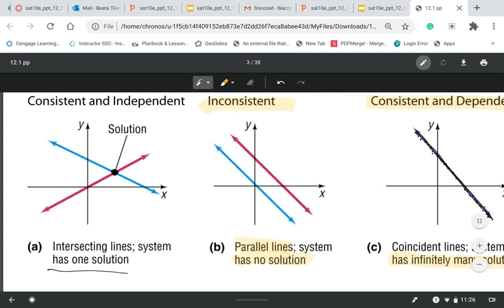The first one, I forgot to mention, when we only have 1 point as a solution, we call that system consistent and independent.